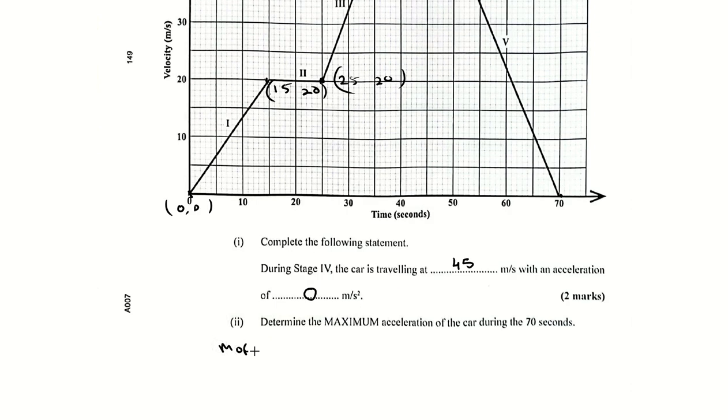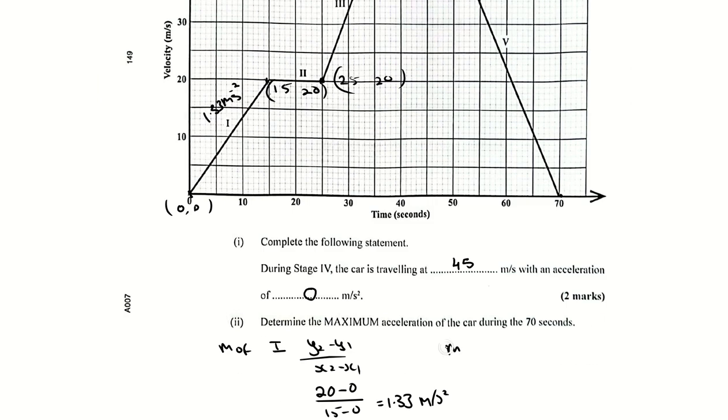So the gradient for the acceleration for stage 1, we know gradient is y2 minus y1 over x2 minus x1. Depends on what you want to use. I'm using this as point 2 and this as point 1. So it's going to be y, which is 20 minus 0, over 15 minus 0, which would be 20 over 15. 20 divided by 15 is 1.33. So 1.33 meters per second squared. That is for this one, 1.33 meters per second squared.